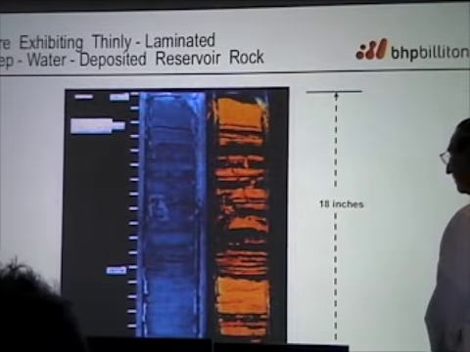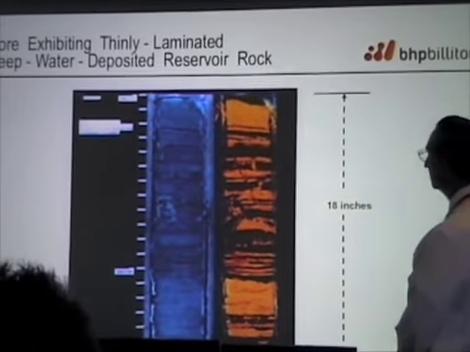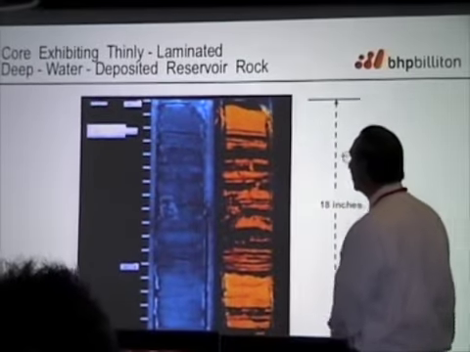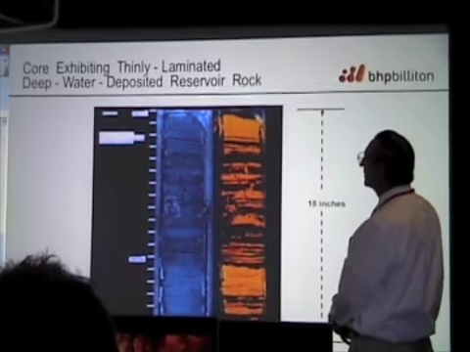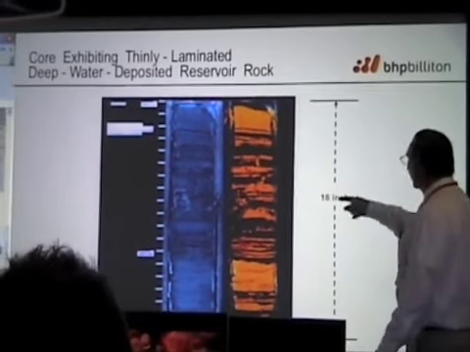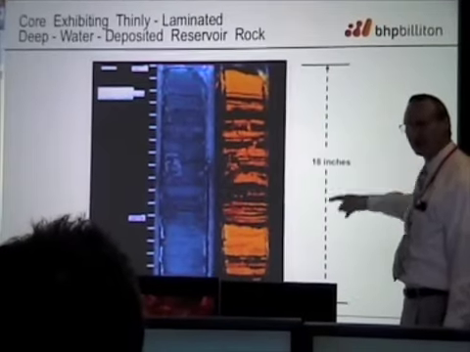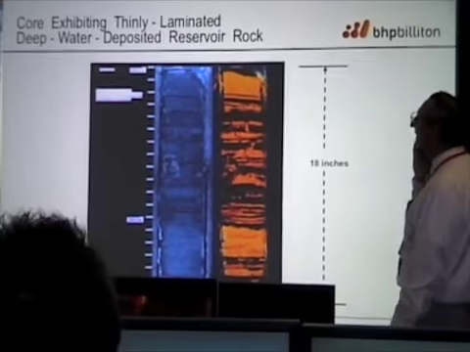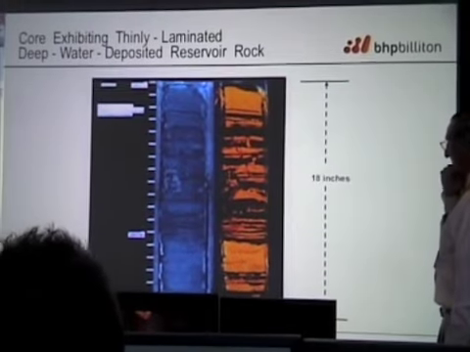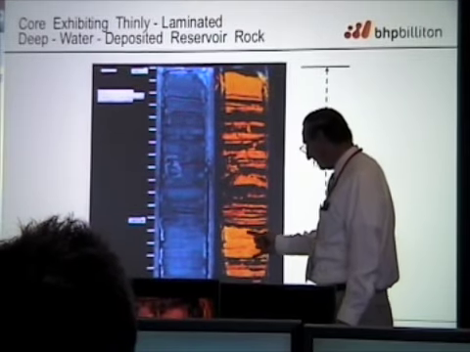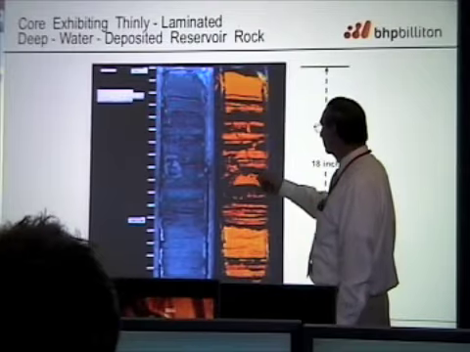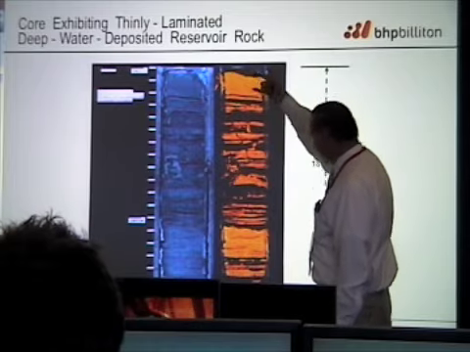Here's a picture of a core in, I don't know, polarized light as well as regular light, ultraviolet. I want you to notice this first, 18 inches. Okay, look at the scale. This is a deep water deposited rock, and it's a reservoir. And what do you have? You have a nice interval of very good sand, some decent sand here, another nice interval of sand, etc.